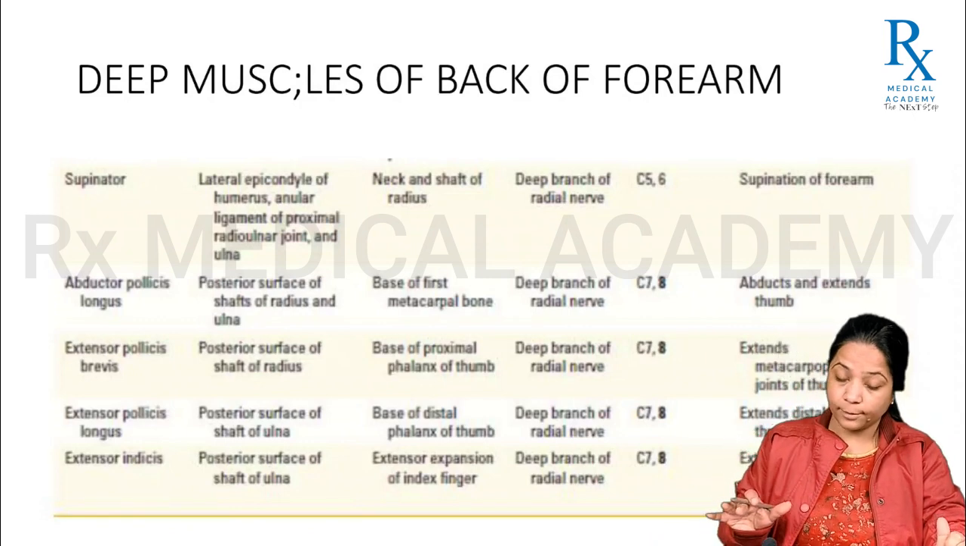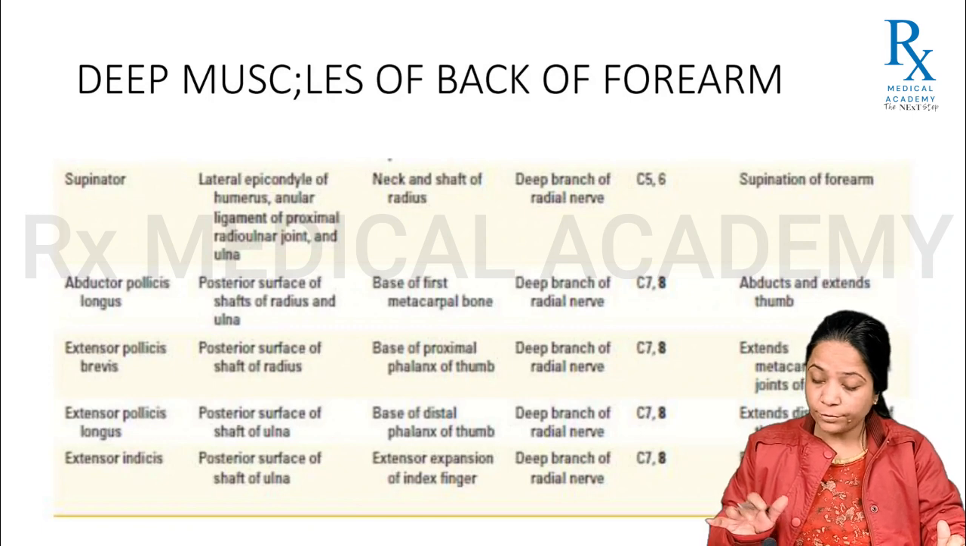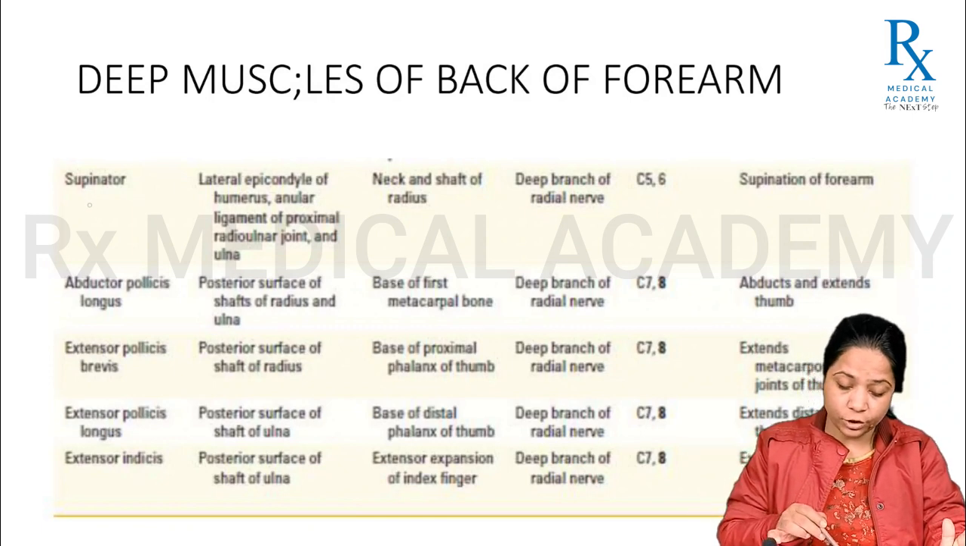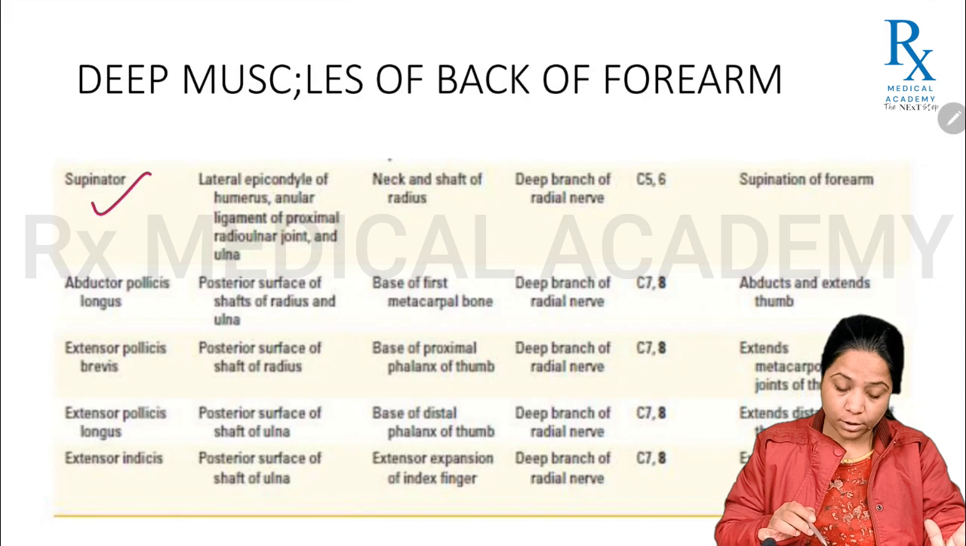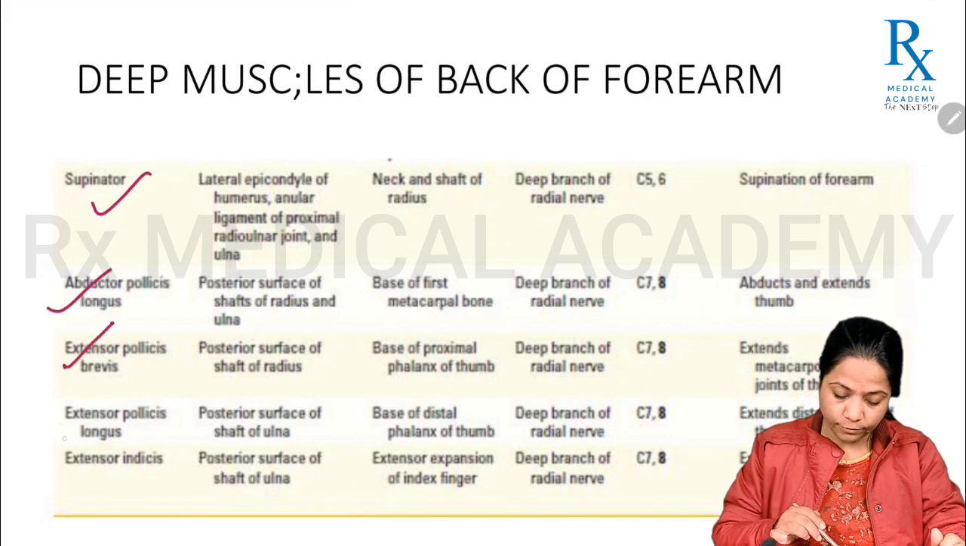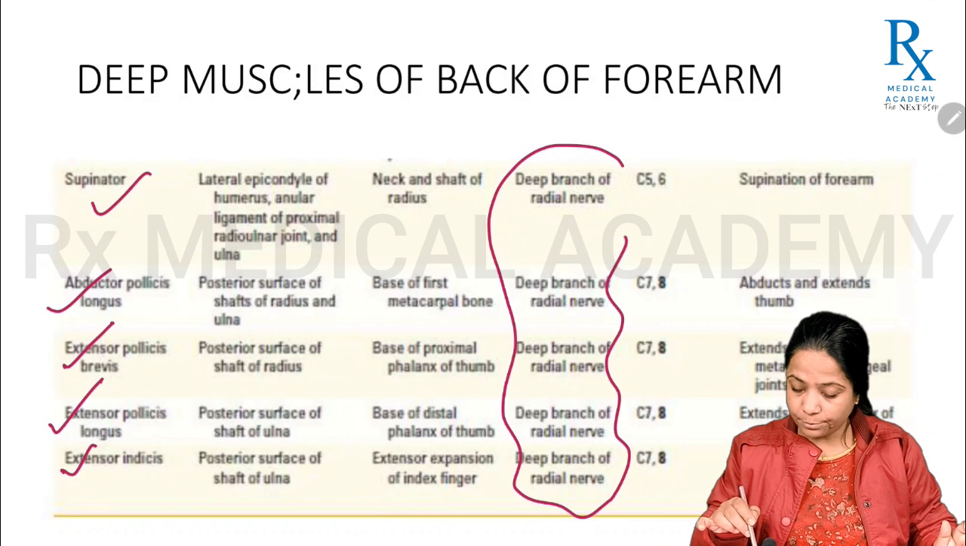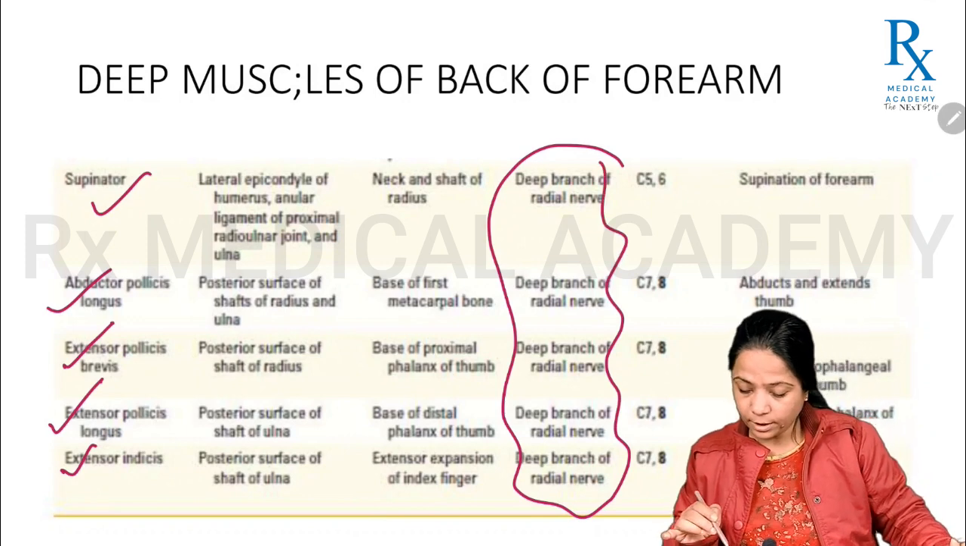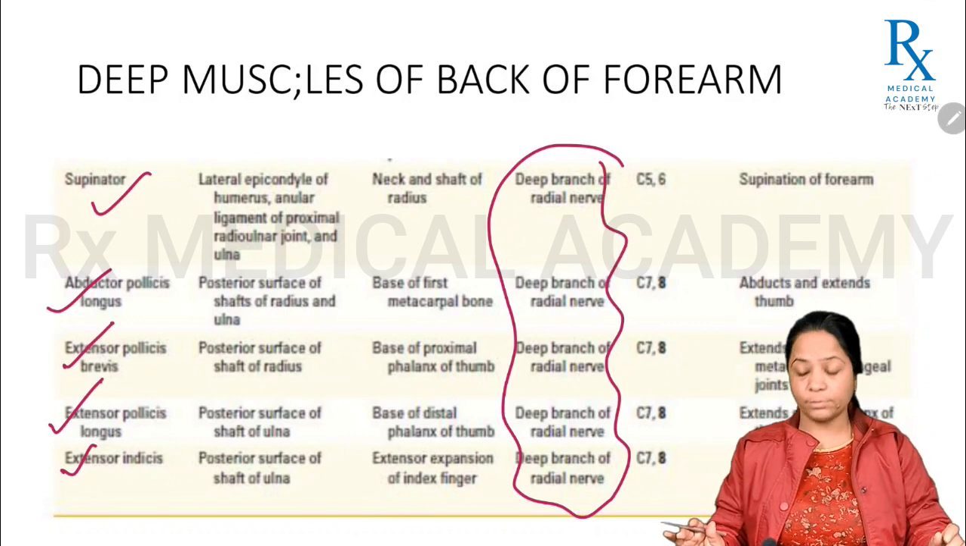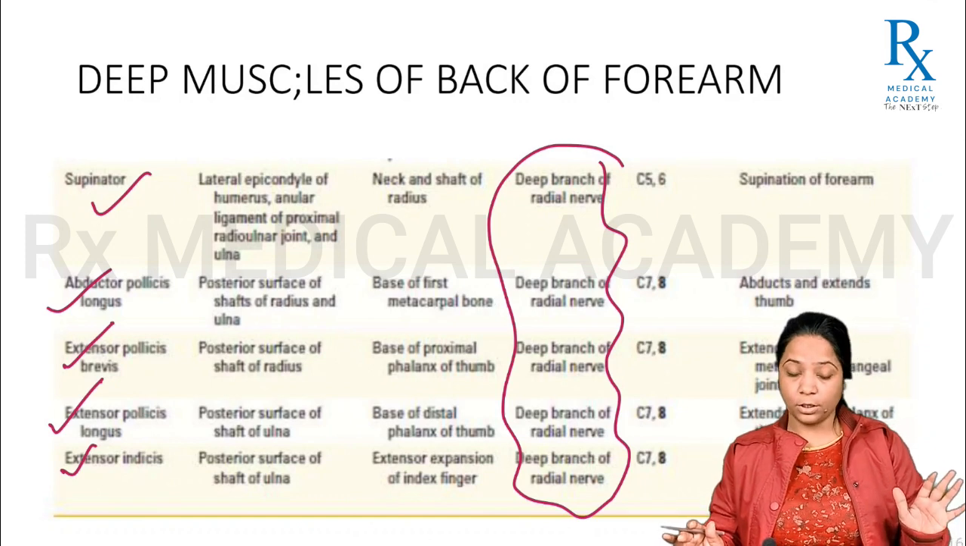So here this is a summary of the deep muscles of the back of the forearm, where we have seen the supinator, which is a small muscle. Then we have the abductor pollicis longus, extensor pollicis brevis, extensor pollicis longus, and the extensor indicis. All the muscles are supplied by deep branch of radial nerve, and the main function of these muscles is to produce extension.